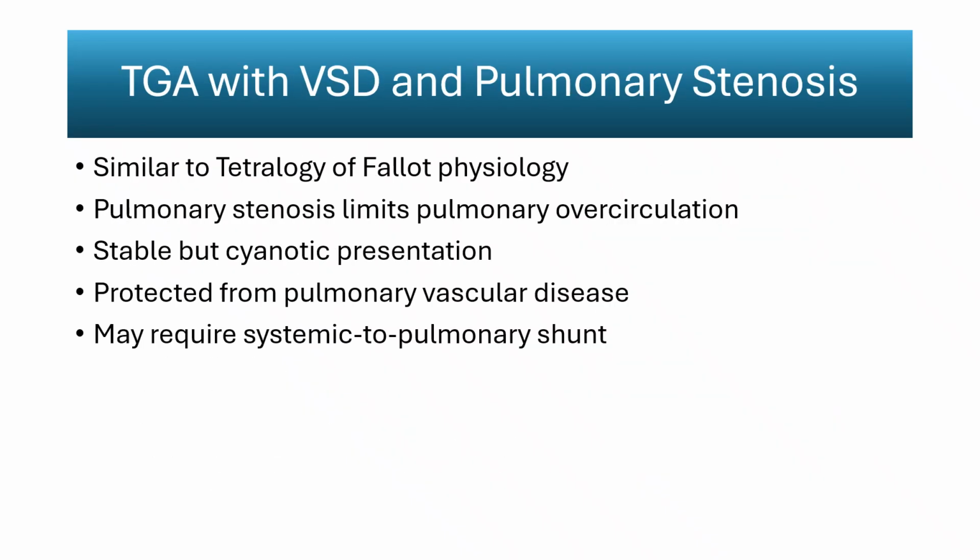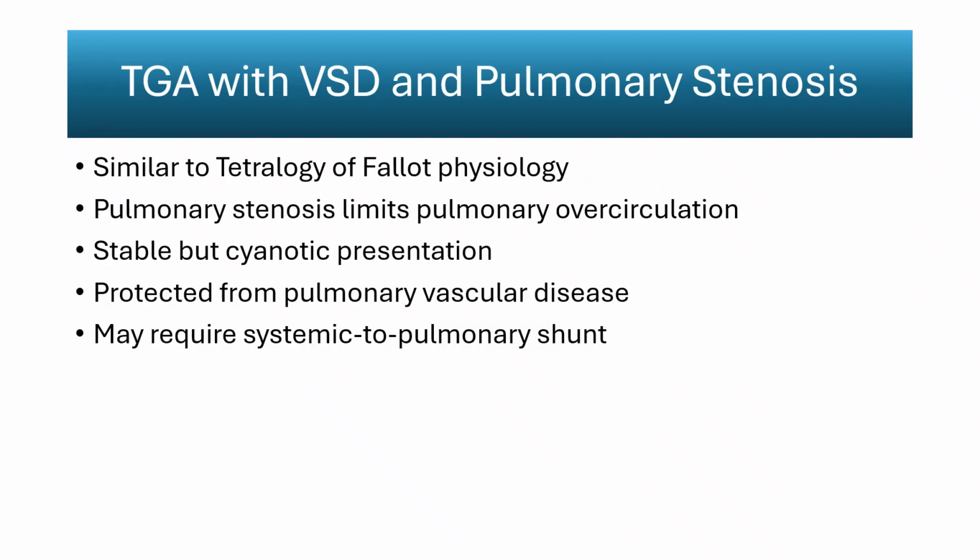When transposition occurs with both a ventricular septal defect and pulmonary stenosis, the physiology shifts toward that of tetralogy of Fallot. The ventricular septal defect allows essential mixing, so cyanosis is not as immediately life-threatening as in simple transposition. At the same time, pulmonary stenosis restricts pulmonary blood flow, which prevents the excessive overcirculation and heart failure seen in transposition with a large ventricular septal defect alone. The result is a relatively stable but persistently cyanotic clinical course.